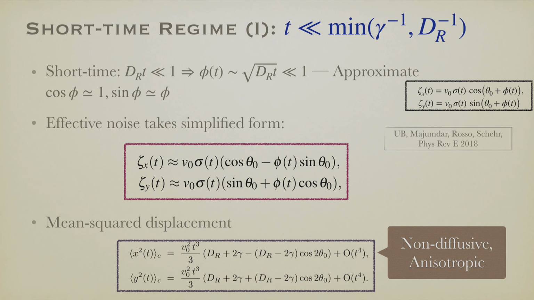Okay. So here is the short time regime. I will not go into the details, but let me point out one thing: at short time regimes, time is much smaller than both the time scales. So DR t is very small, and then the effective noise takes this form, and we can calculate the mean square displacement here, and it turns out that this is growing as t cubed, so it's very non-diffusive. And if you look at the mean square displacement along x and y, they are different, which means that the motion is also very anisotropic.